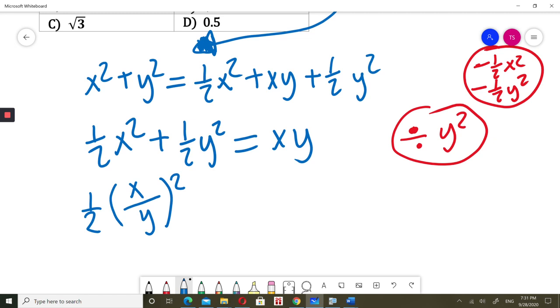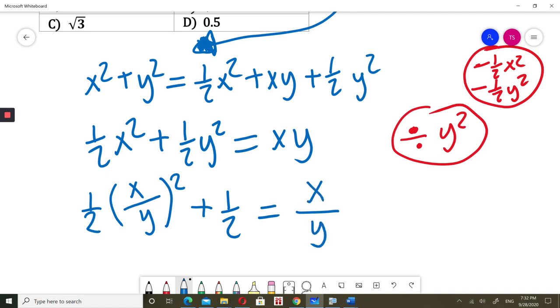Then I have the next term, 1/2 y squared divided by y squared. This will be just plus 1/2. And this will be equal, on the right side I have just xy. I will divide it by y squared. So quickly I'll write what will be left. y divided by y will be 1. So what will stay? x divided by y.